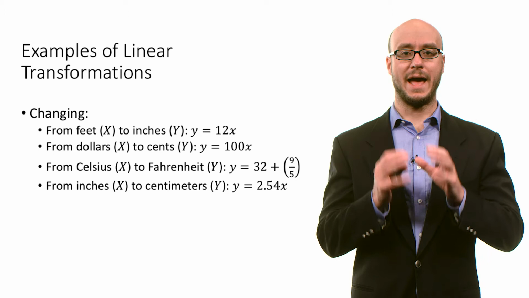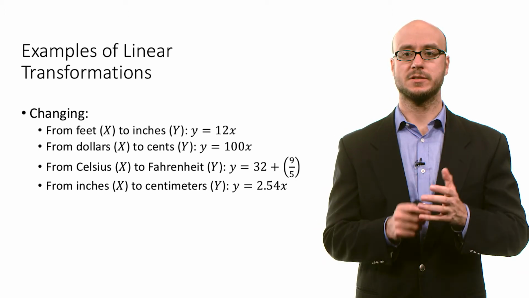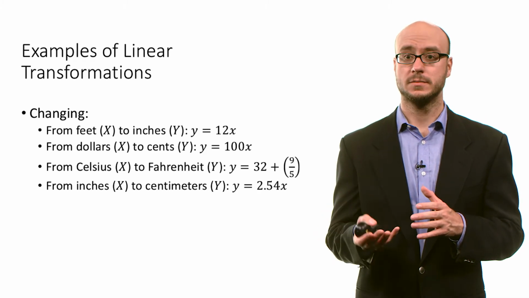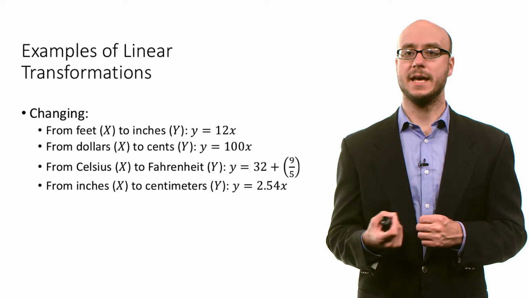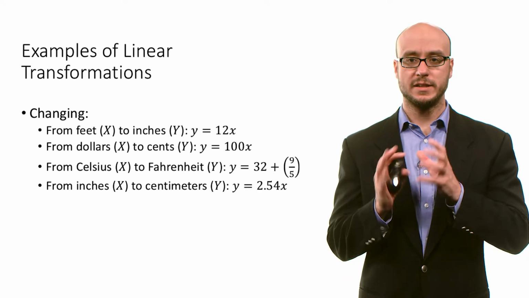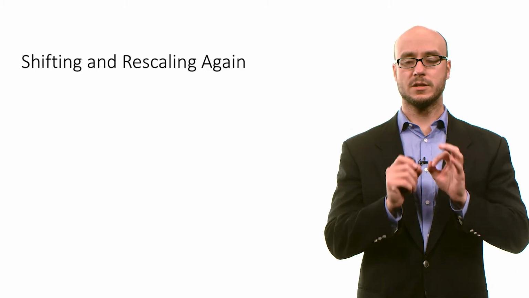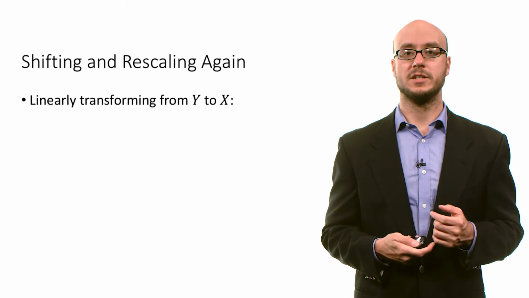Here, if you have 1 inch, and you want to change that value to centimeters, you multiply 1 by 2.54, and you add 0. So in this case, b equals 2.54, a is 0, and that linear transformation will spit out centimeters. We can also think of shifting and rescaling in a slightly different way by rearranging the terms.